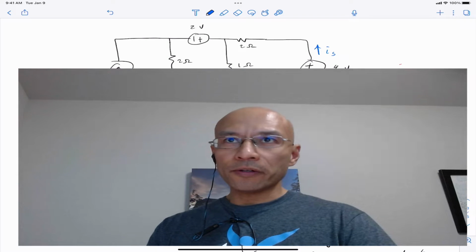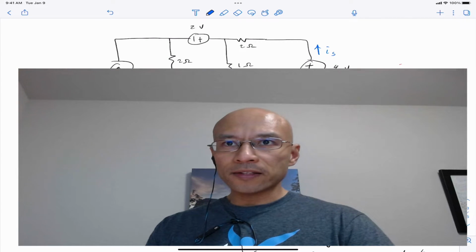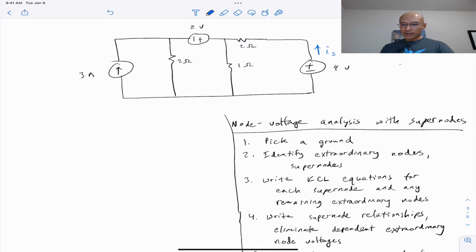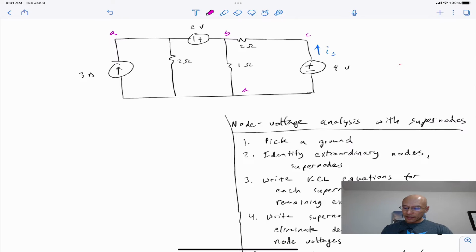In this video, I'm going to show you how to do node voltage analysis with what we call supernodes. Consider a circuit like this. Typically, we'd want to choose the ground that has the maximum number of connected voltage sources. So I'll just go ahead and number them so we can see what we're talking about here. You could choose A or B or D or C. Each node is connected to at most one voltage source, so neither is more advantageous than the other. So let's just pick ground to be node D.